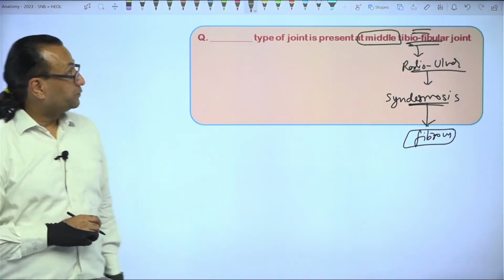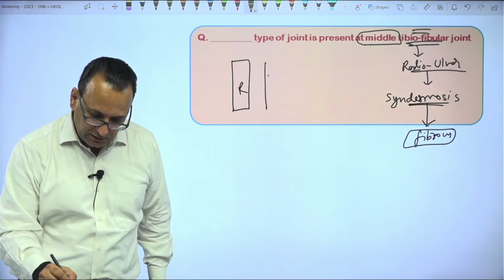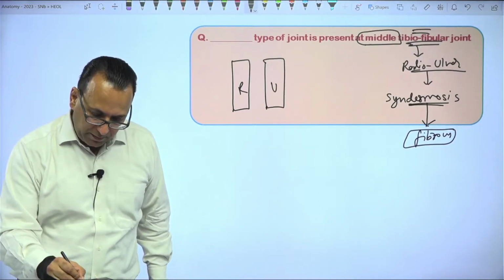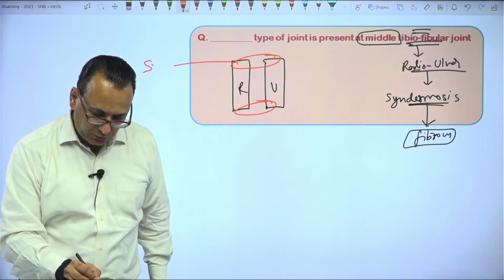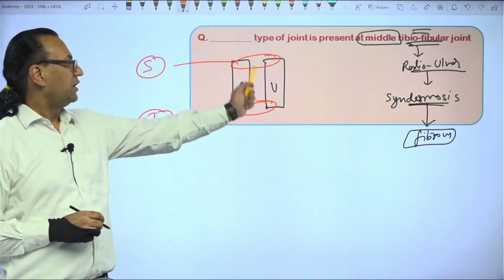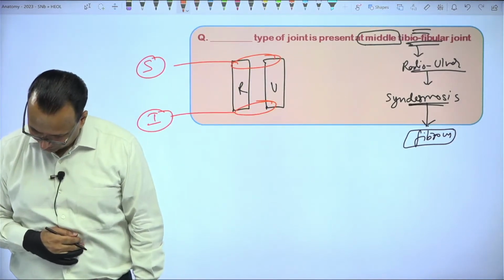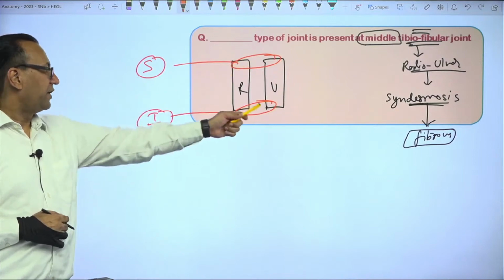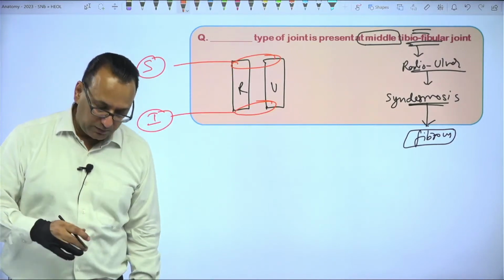Now, if you say this is radius and this is ulna, can you tell me what type of joint is here and here? Superior radioulnar joint and inferior radioulnar joint. If this is radius and that is ulna, the superior and inferior radioulnar joints are which type of joint? It is synovial. Which synovial?